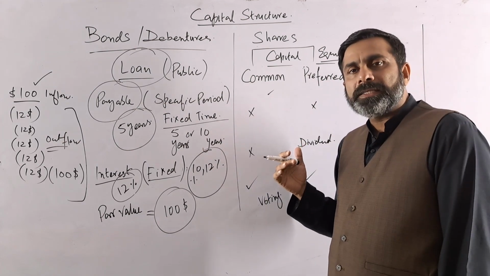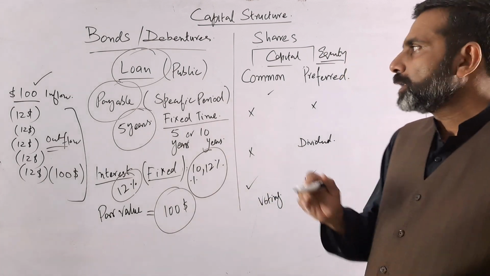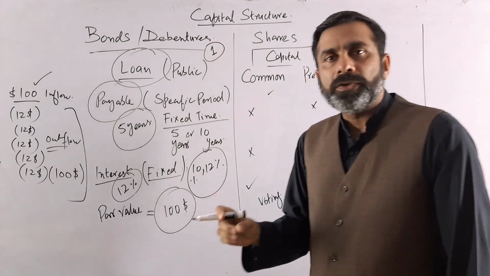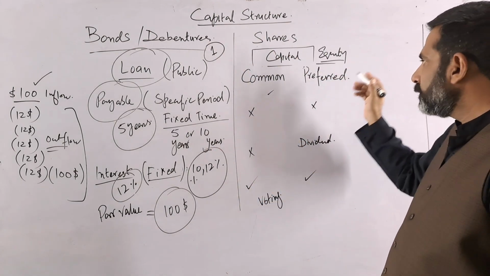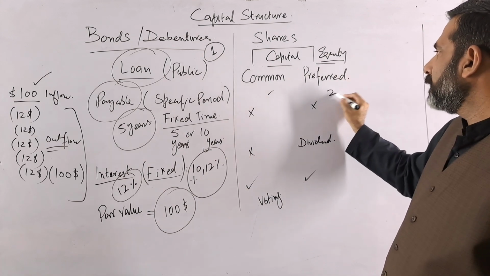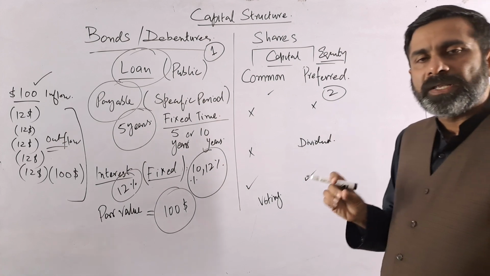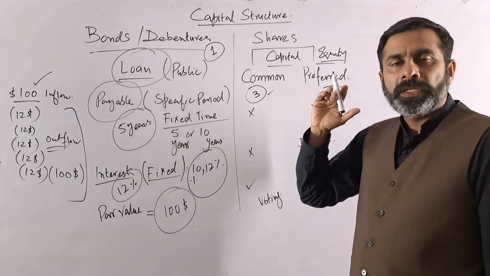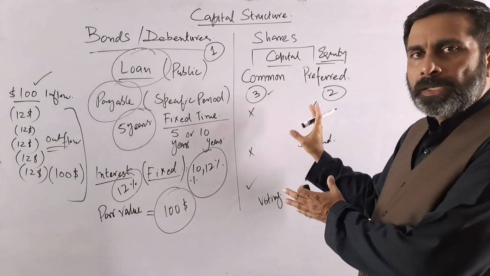Now, in the case of liquidation or bankruptcy, who will be paid? First of all, the first preference will be given to the bond or debenture holders. After that, if some amount is left or the balance is available, it will be paid to the preferred shareholders. After that, if there is still some amount available, the third priority will be given to the common shareholders. So these are the owners of the company.